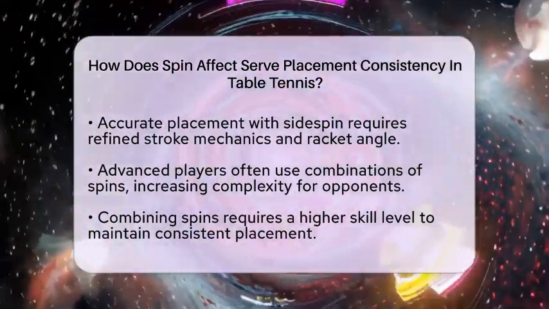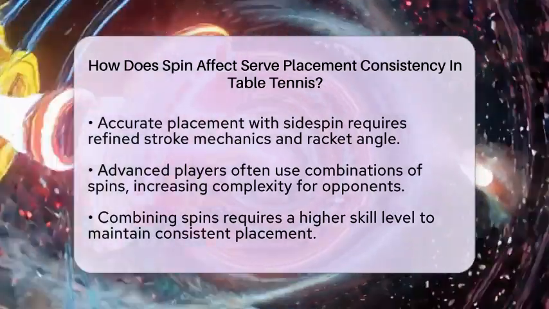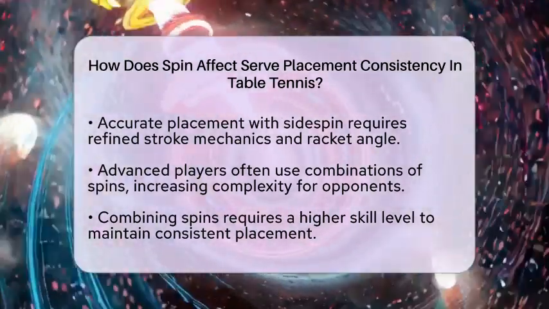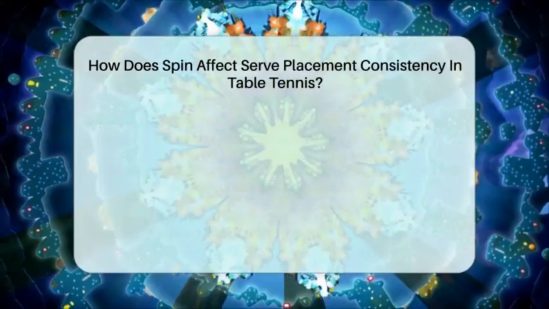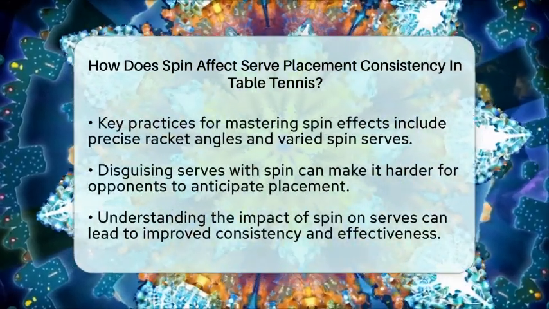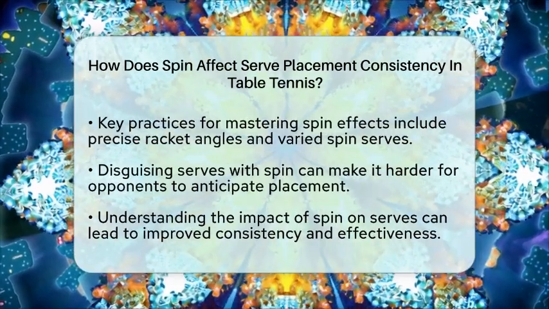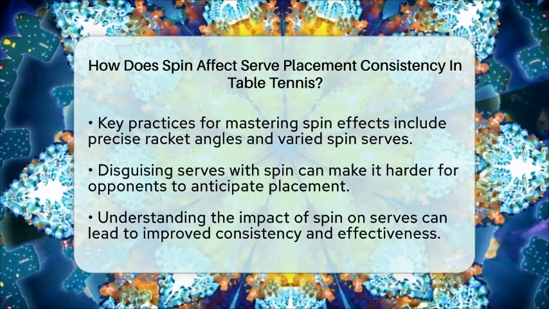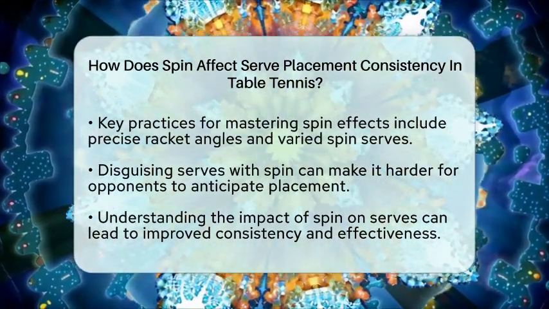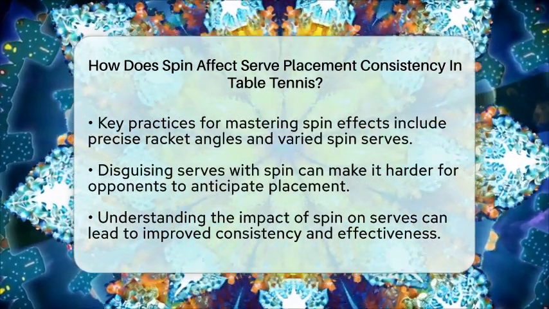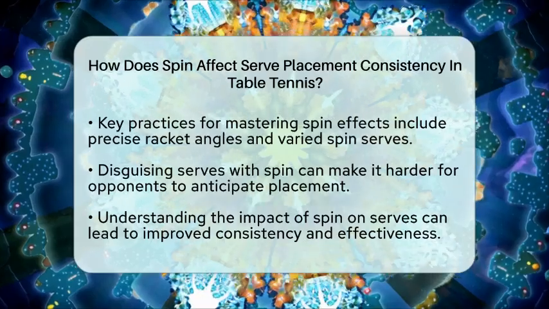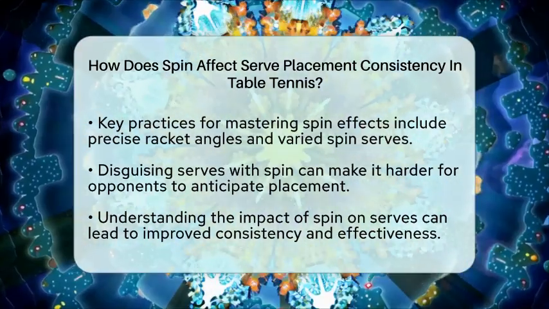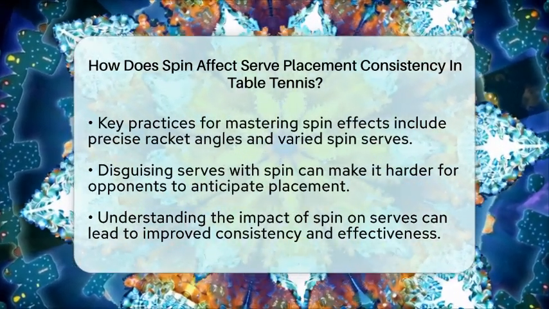To master spin effects on serve placement consistency, focus on a few key practices. First, develop precise racket angles and contact points to produce the intended spin. This helps maintain control while serving. Second, practice varied spin serves to understand how each type affects ball behavior. Adjust your serve speed and placement based on what you learn. Lastly, use spin to disguise your serves. When your opponent cannot anticipate your placement, it improves your chances of consistent serves.